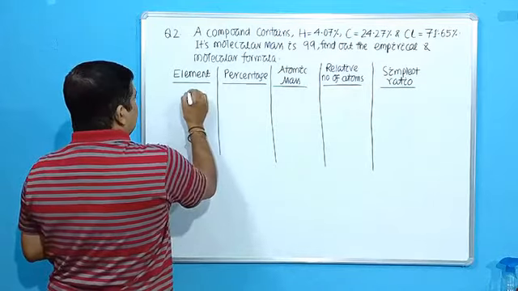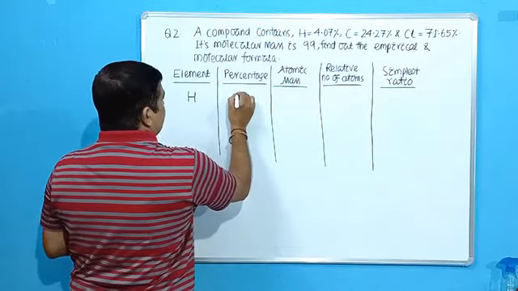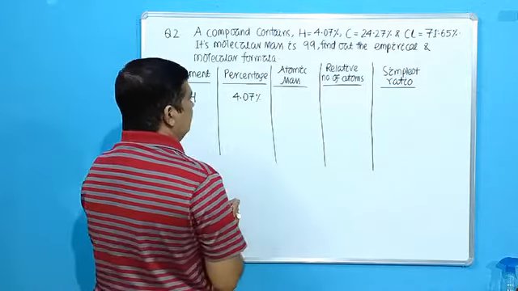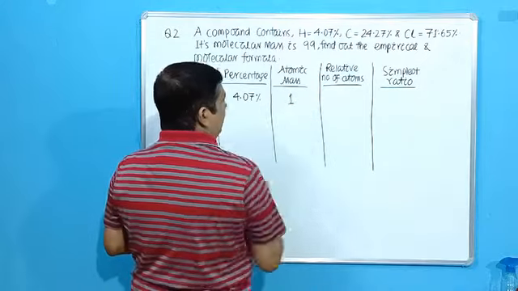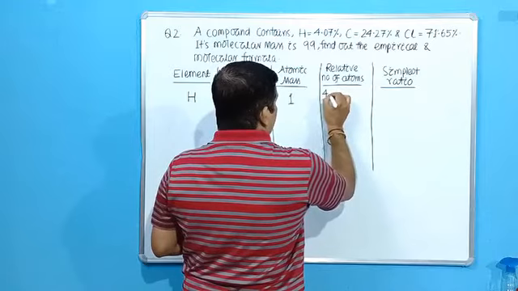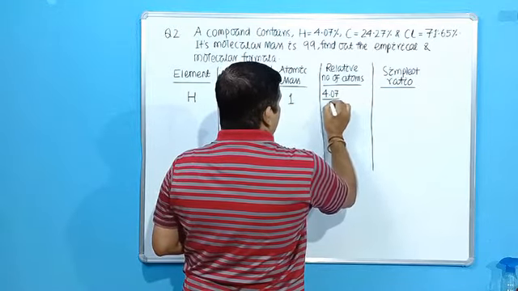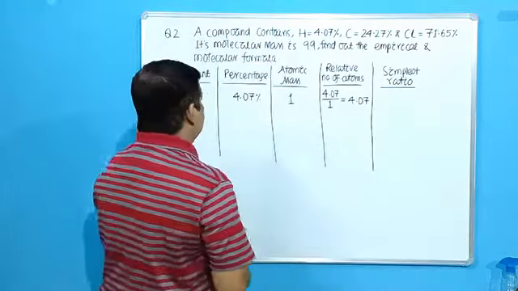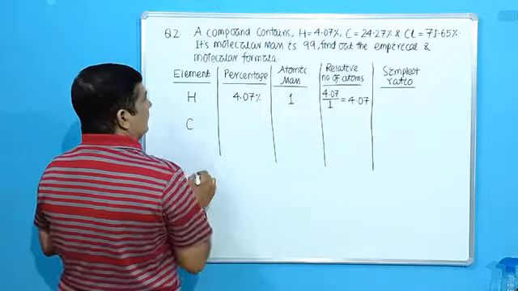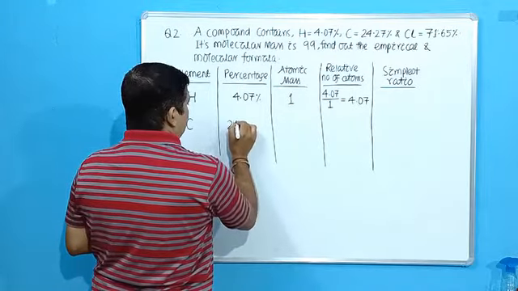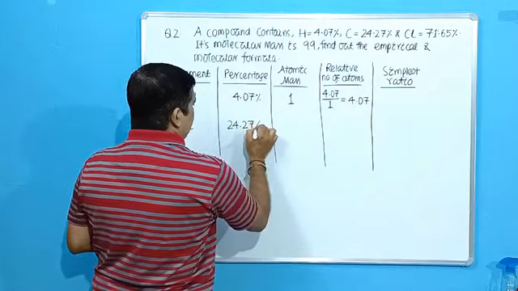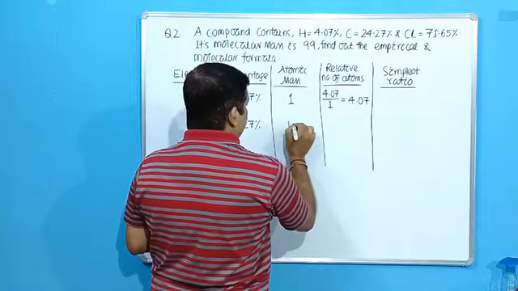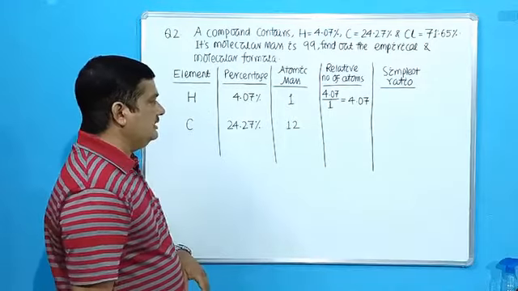So the data given: element hydrogen, percentage 4.07%. What is the atomic mass of hydrogen? 1. Relative number of atoms will be 4.07 by 1, that is 4.07. Then the next element is carbon, 24.27%. The atomic mass of carbon is 12.